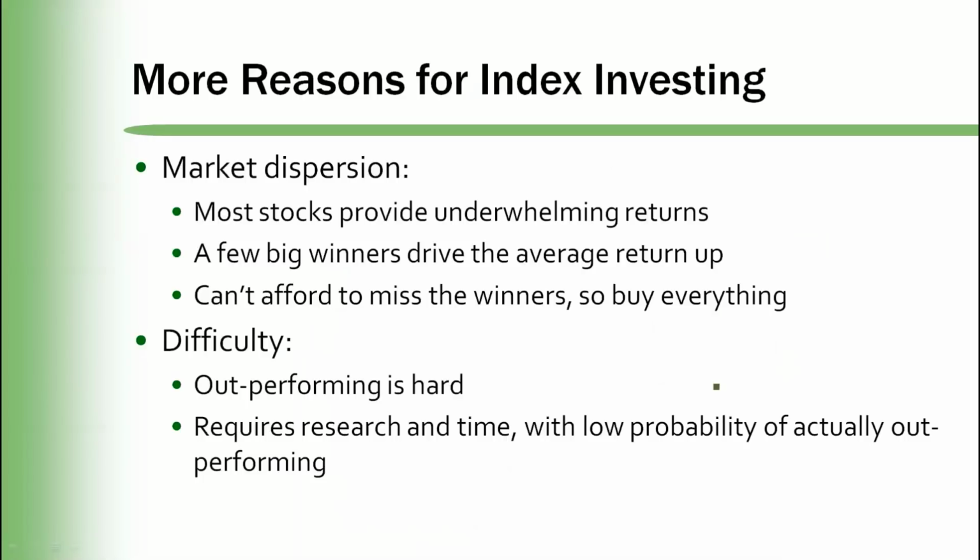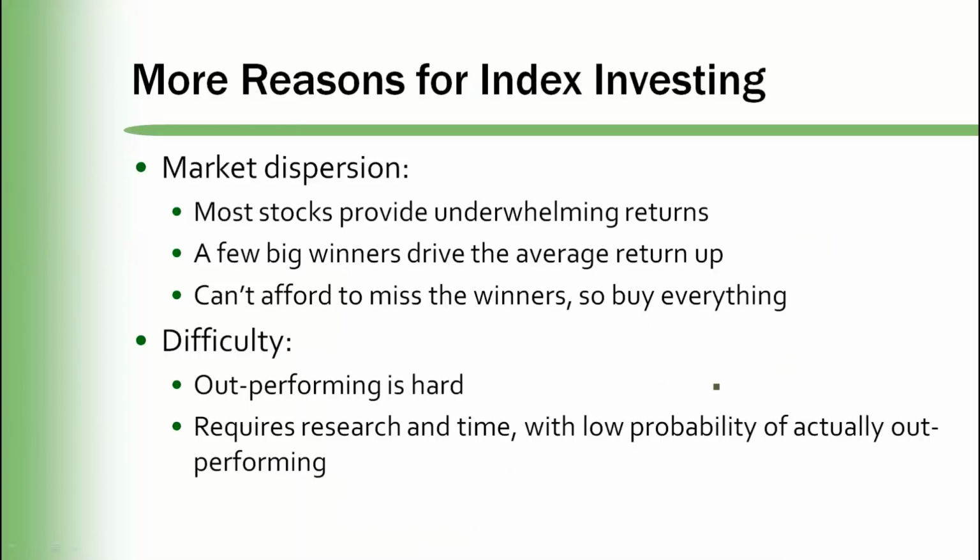And of course, outperforming is hard. So that difficulty element drives people towards index investing. It requires research and time with that low probability of actually outperforming. And it's very difficult to find what drives outperformance in advance. So some of those mutual funds and some individual investors picking individual stocks will outperform the index, but it's very difficult to pick which of those funds or which of those investors are going to do that in advance.